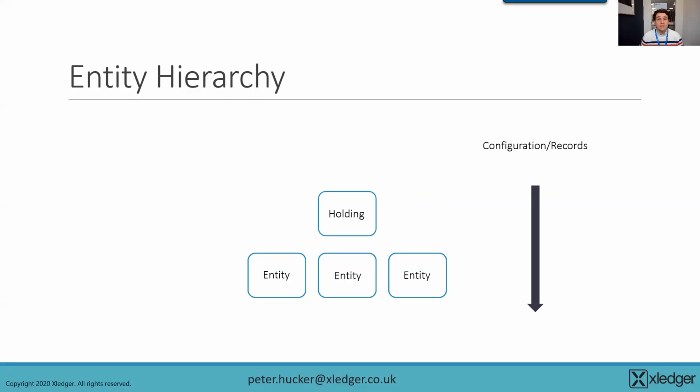This means if you have common configuration, such as common cost centers or suppliers or chart of accounts, that configuration can be done in the holding company and it automatically flows down to the entities below. If there's something unique about one of those entities or you need to add an additional record, you can do that just as you would with any other finance system.